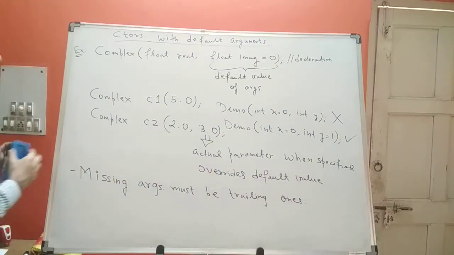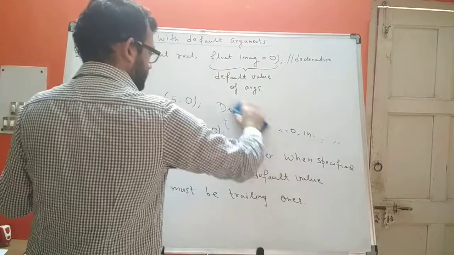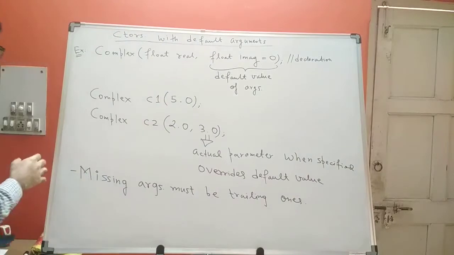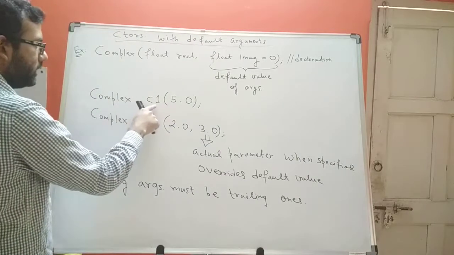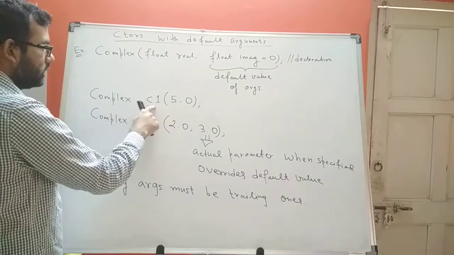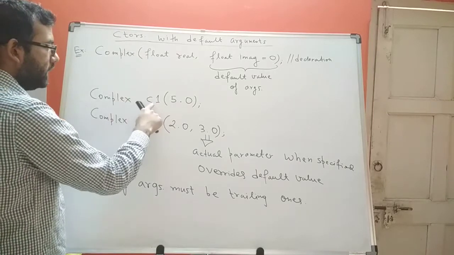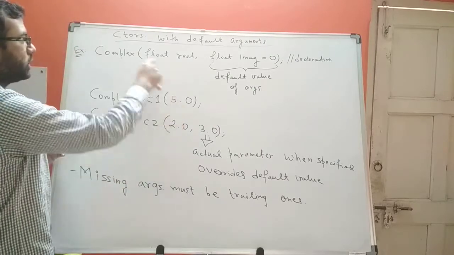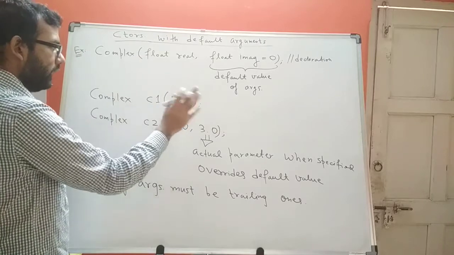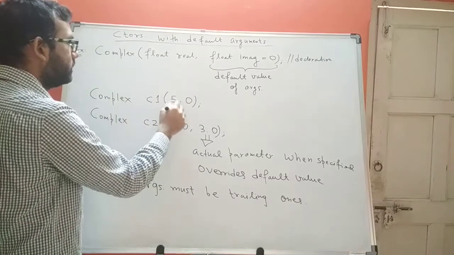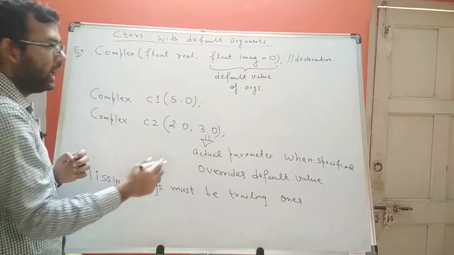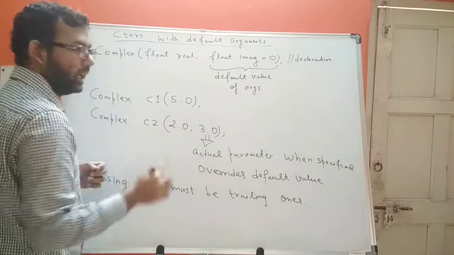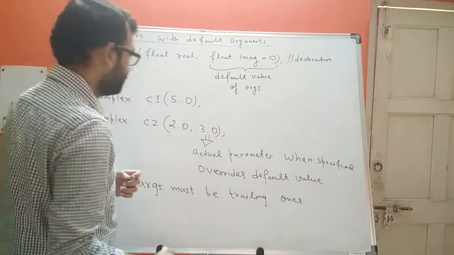Now, look at the two invocations of the constructor. See, here my class is complex. So I have created an object C1. Now this C1 object of class complex is instantiated by passing the value 5.0. This will invoke my constructor. I'm passing only one argument, so 5.0 will be given to real. And since I have not specified any value for imaginary, the imaginary part for this object will get a value of 0.